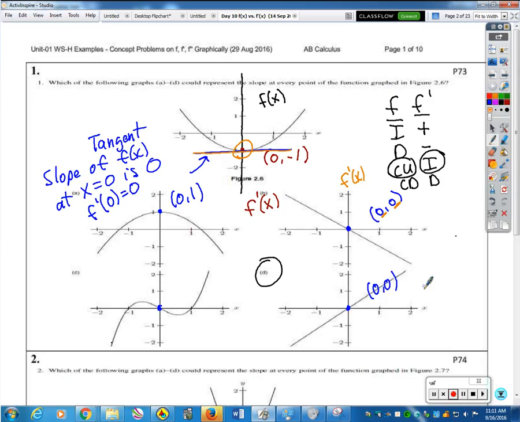But the 0, negative 1 has a totally different meaning. This is the graph of f. The x coordinate is 0, the y coordinate is negative 1. That's just the f graph. What we're trying to figure out is how does f prime correspond to f? And what we've learned is that this point on f prime at 0, 0 means that when you look back at the f graph itself, the tangent slope will be 0.